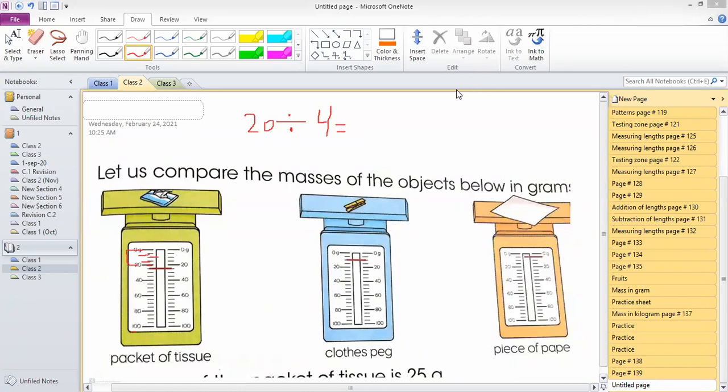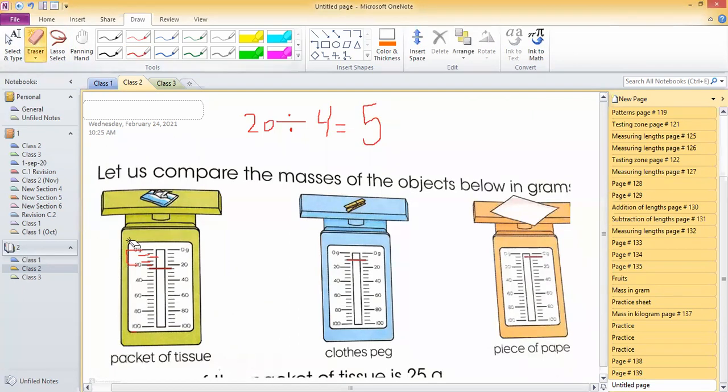Very good. The answer is 5. 4 ones are 4, 4 twos are 8, 4 threes are 12. And 4 fours are 16 and 4 fives are 20. So the answer is 5. 20 divided by 4 is equal to 5.